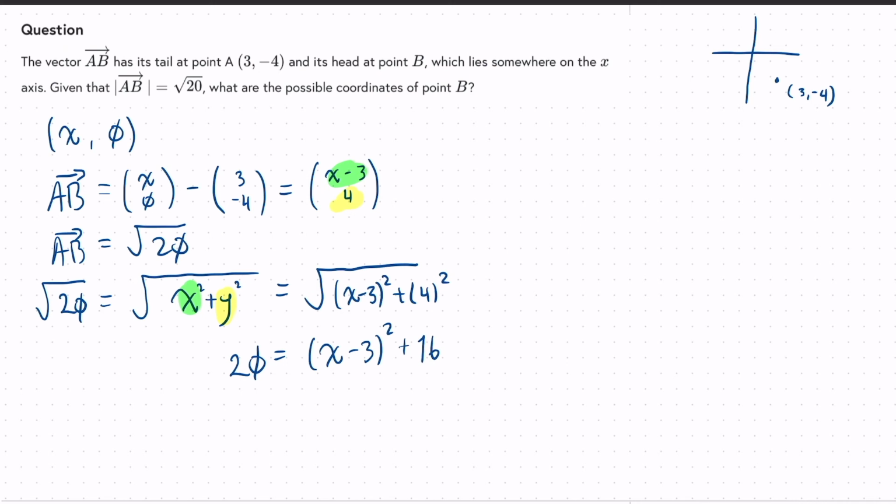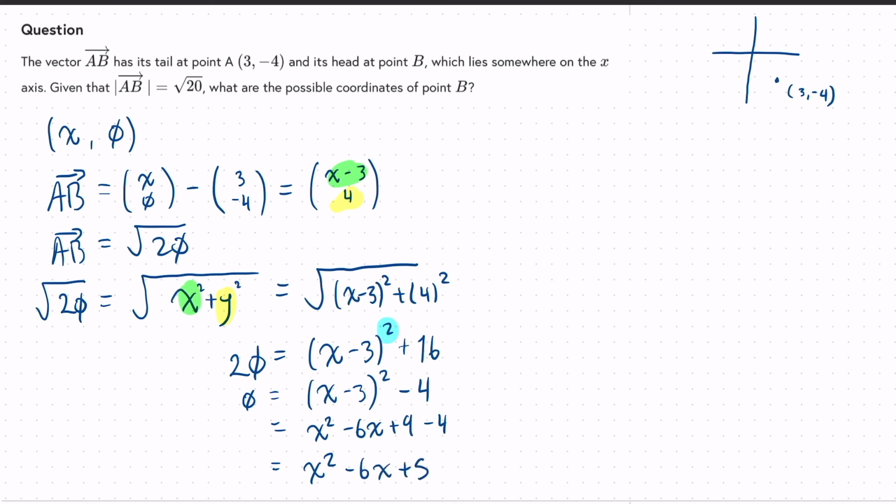Now the thing I notice here is that I'm going to have some kind of quadratic, and I'm solving for x. So I want to set this to equal 0. So I minus 20 from both sides. 16 minus 20 is negative 4. I expand that double set of brackets, which is going to be x squared minus 6x plus 9 minus 4. x squared minus 6x plus 5.